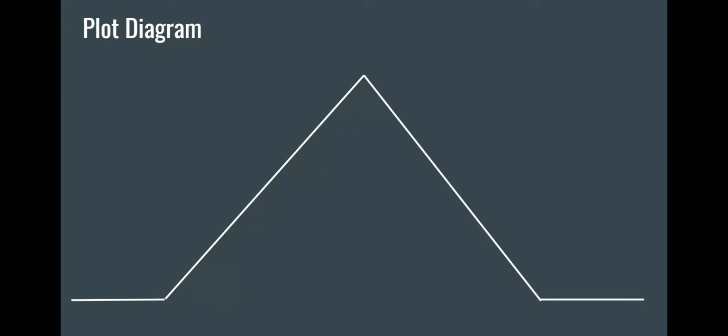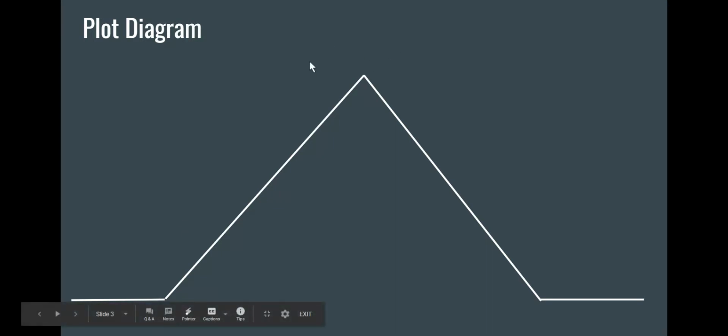Let's move on to the plot diagram. If you remember, down here at the bottom, we start with exposition. That's where we learn who our characters are, as well as establishing the setting. Then we move into the rising action of a story. These are events that are complicating the plot and creating problems for the main character as he or she tries to reach a goal.